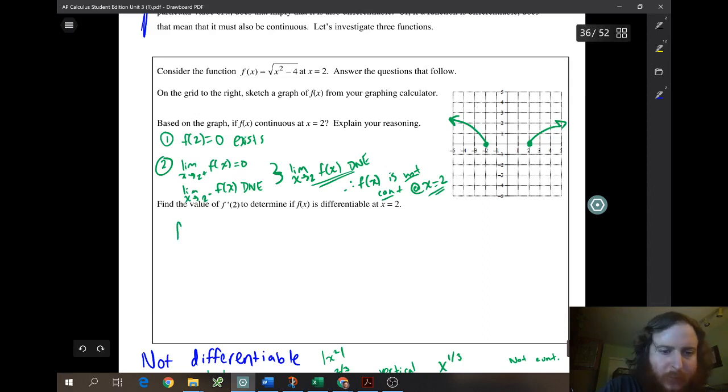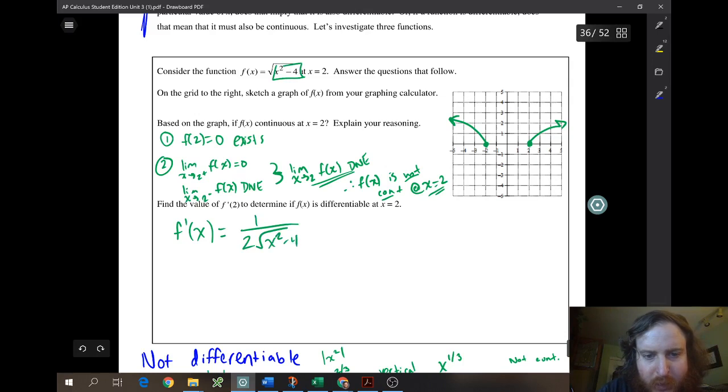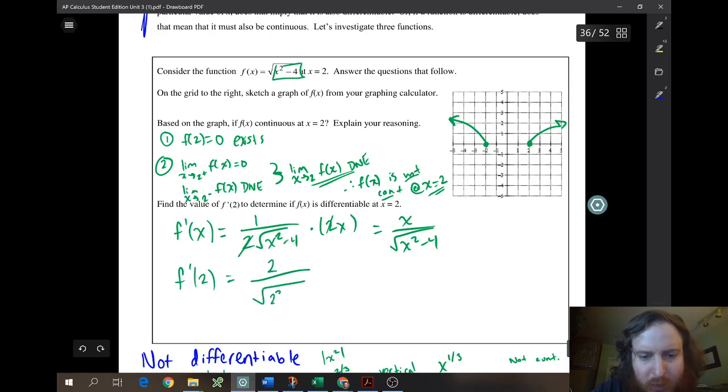Find the value of f prime of 2. So if we're going to find f prime of 2, first we have to find f prime of x. This is going to be chain rule. 1 over 2 square root of our box times the derivative of our box. The 2's cancel, and that gives us x divided by the square root of x squared minus 4. Now we can plug in 2, so f prime of 2 is going to give us 2 divided by the square root of 2 squared minus 4, which is 2 over square root of 0, which is 2 over 0, and that's undefined.